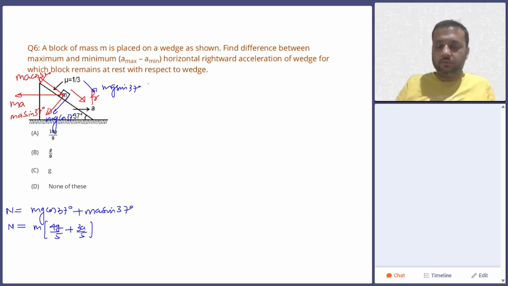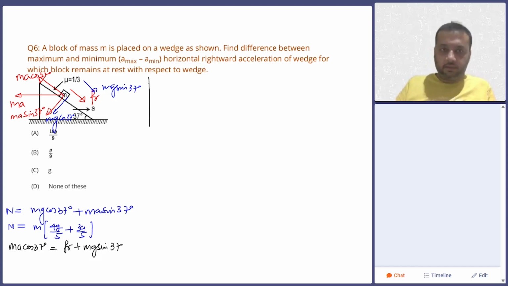Now, along the plane also we can write the equilibrium equation. Down the plane, friction will act and mg sin 37 will act, and up the plane ma cos 37 will act. So both will balance. So ma cos 37 will be equal to friction plus mg sin 37.